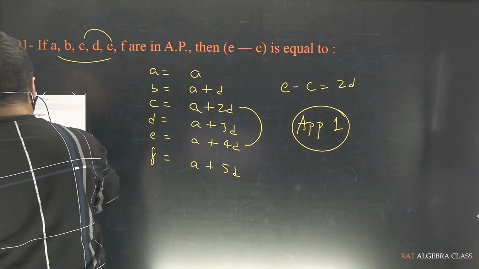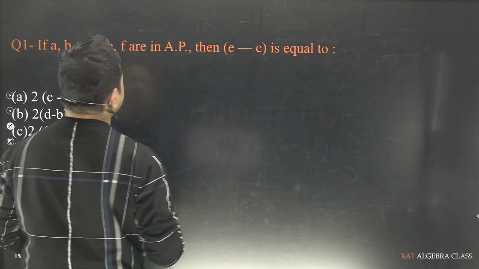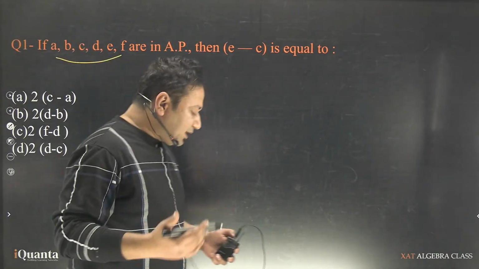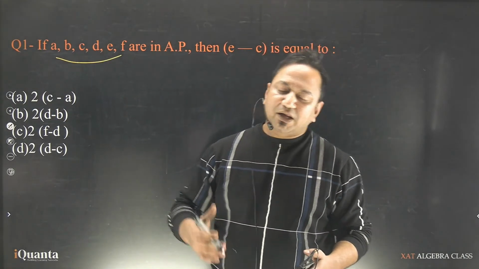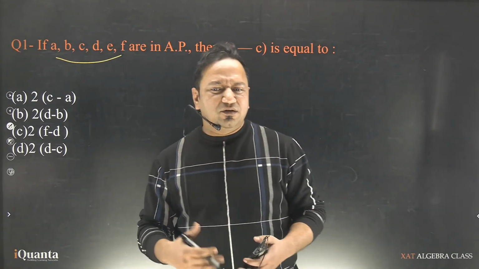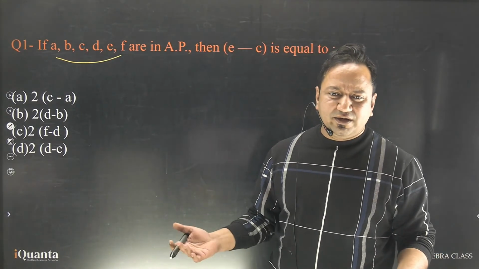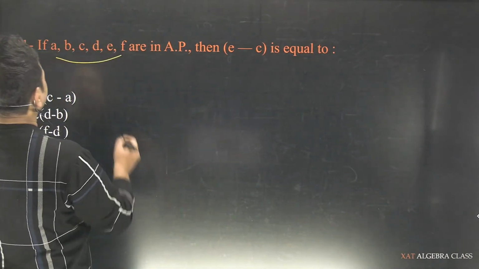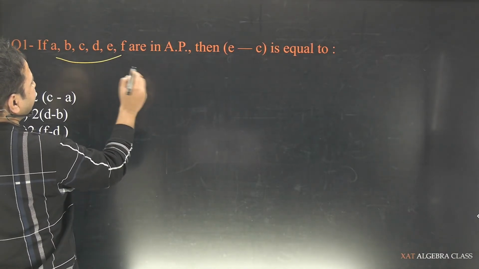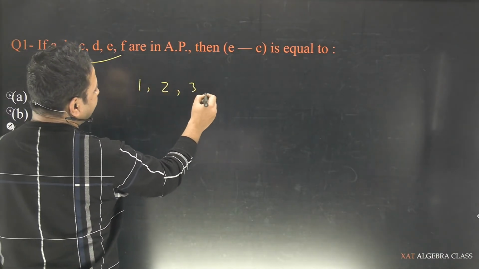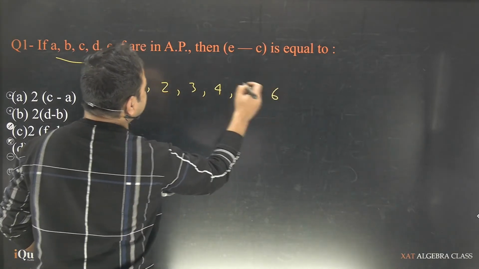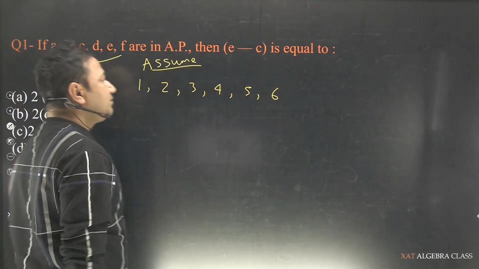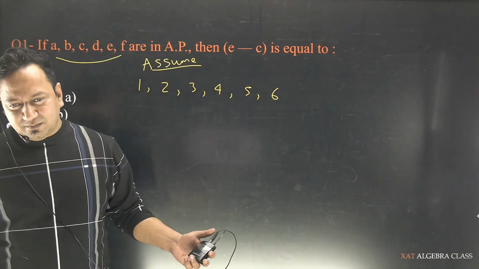Now, let us talk about one more approach. This is in AP. The best part about this question is that it is in the form of variables. There are no constants given over here. A, B, C, D, E are all variables, so we can assume any kind of AP. So let me assume the simplest AP, the natural numbers. Here we have 6 numbers, 1, 2, 3, 4, 5, 6. I have just assumed it. Any problem here? No problem, right?